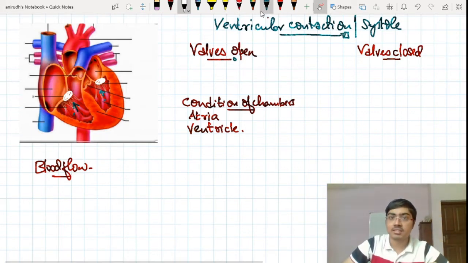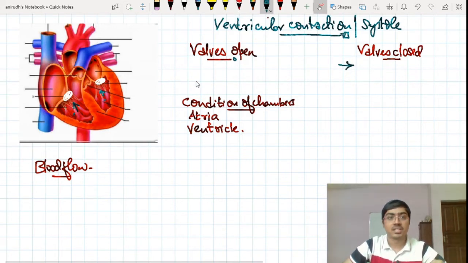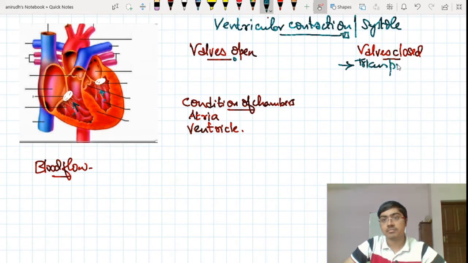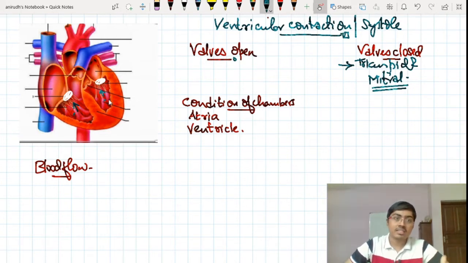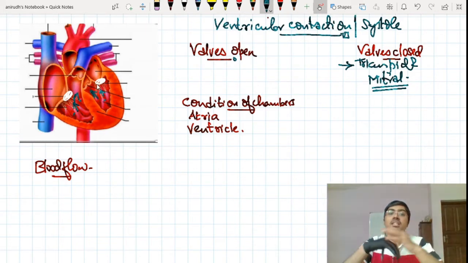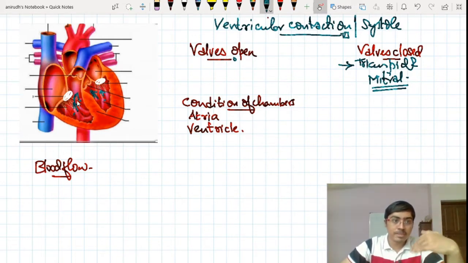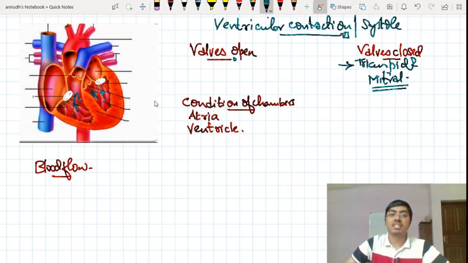So which are the valves now getting closed here? The tricuspid and mitral. So these two valves are now getting closed. At the same time, due to the pressure from the bottom, this pressure is transmitted here and this will open up the semilunar valves. Ventricles are contracting, the pressure is transmitted all the way here, and this will open up the semilunar valves.